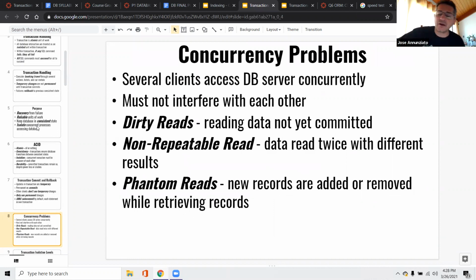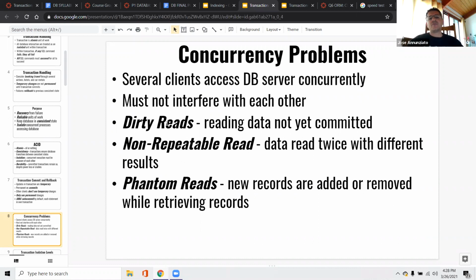Okay, so let's introduce some of the things that could go wrong. What are typical things that go wrong when you have multiple folks trying to touch the database at the same time? We'll see first what could go wrong, and then we'll see how databases or transactions can deal with these issues and make it better.